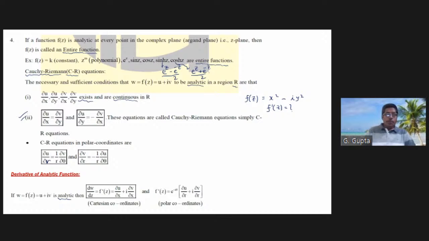For this u comma v, apply partial derivatives with respect to x. So you will be getting dou u by dou x plus i dou v by dou x. These are Cartesian coordinates. Similarly, in polar coordinates, f dash z is equal to e raised to minus i theta into dou u by dou r plus i dou v by dou r. So please remember, the boxes are very, very important in case of problems. Please learn them by heart.